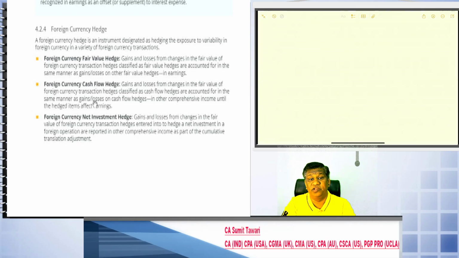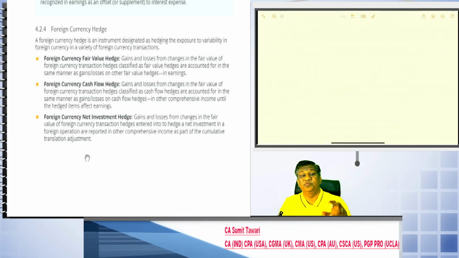In a foreign currency cash flow hedge, gains and losses from the changes in the fair value of the foreign currency transaction hedges classified as a cash flow hedge are accounted for in the same manner as gain and loss in a cash flow hedge. And then the foreign currency net investment hedge: gains and losses from the changes in fair value of the foreign currency transaction hedge entered into to hedge a net investment in a foreign operation are reported in other comprehensive income.